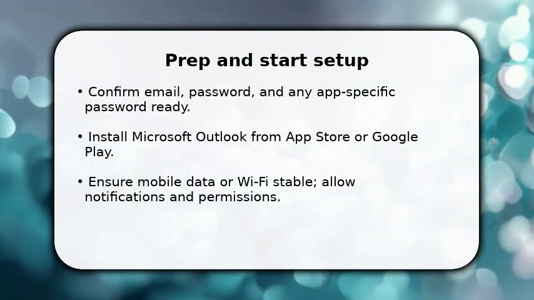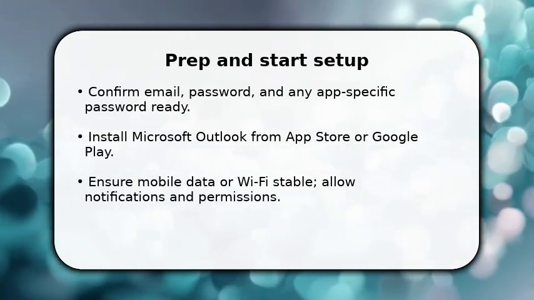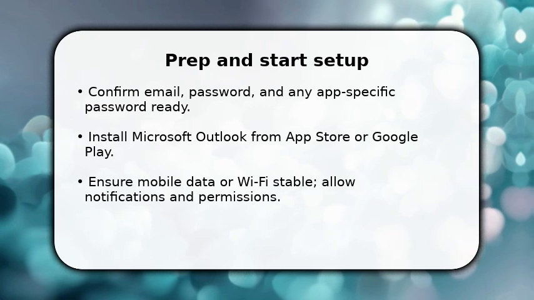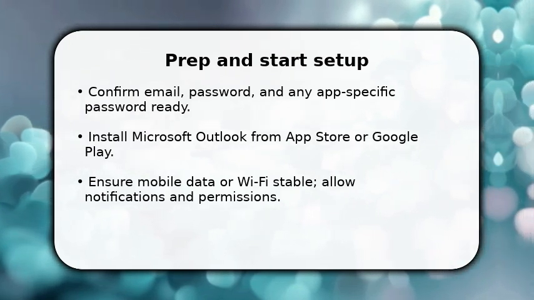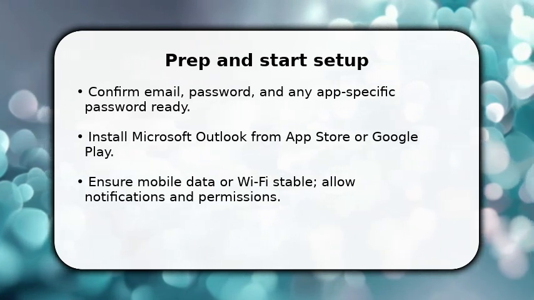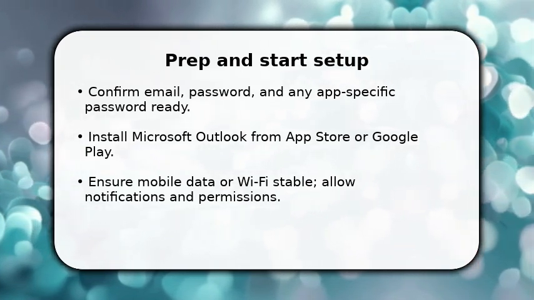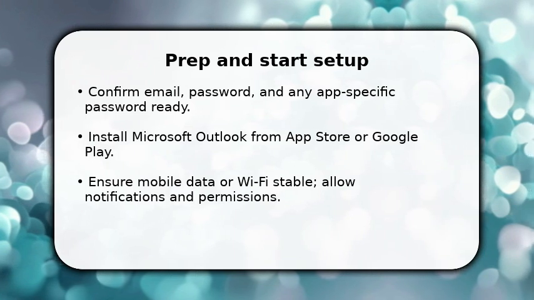You begin by gathering essentials: your full email address and password, and any two-factor method like phone or authenticator app. Once done, open the App Store or Play Store, install Microsoft Outlook, and grant required permissions for contacts and notifications. You do this now because the app needs access to sync and notify.